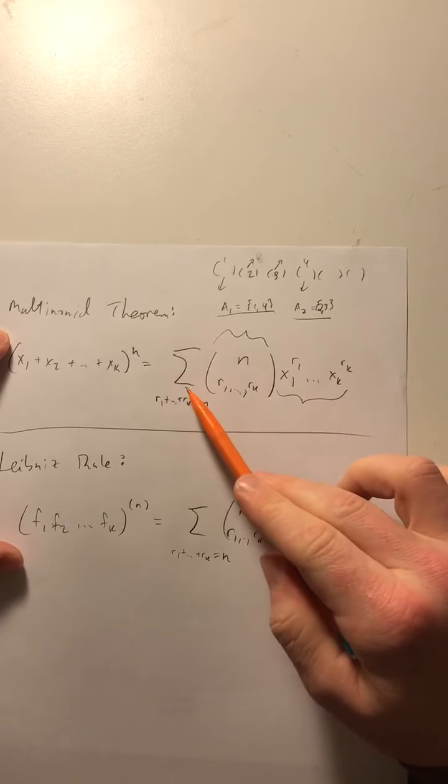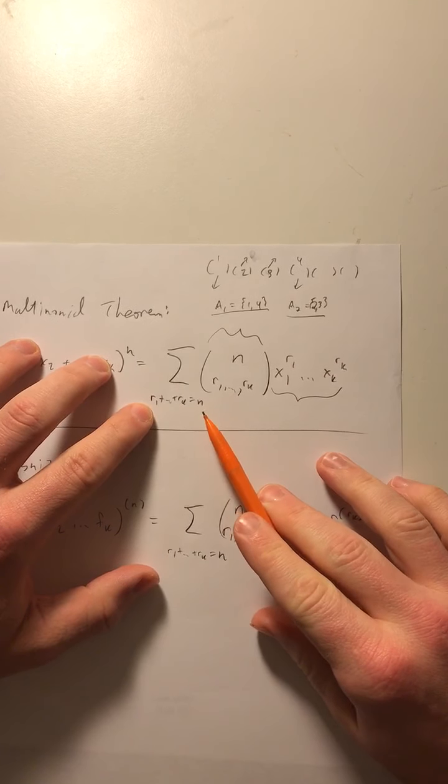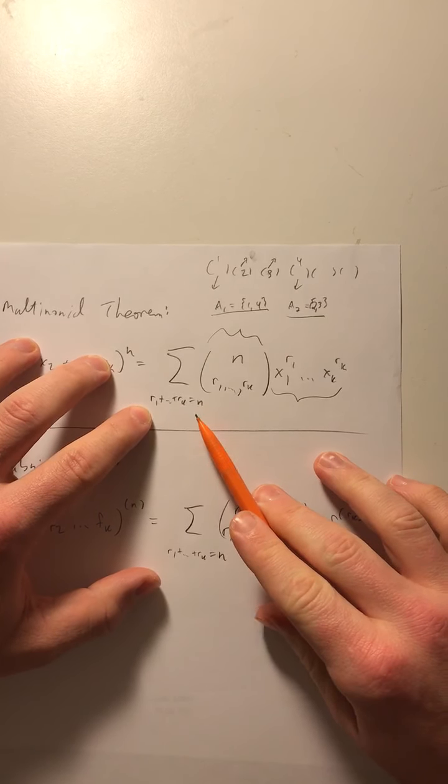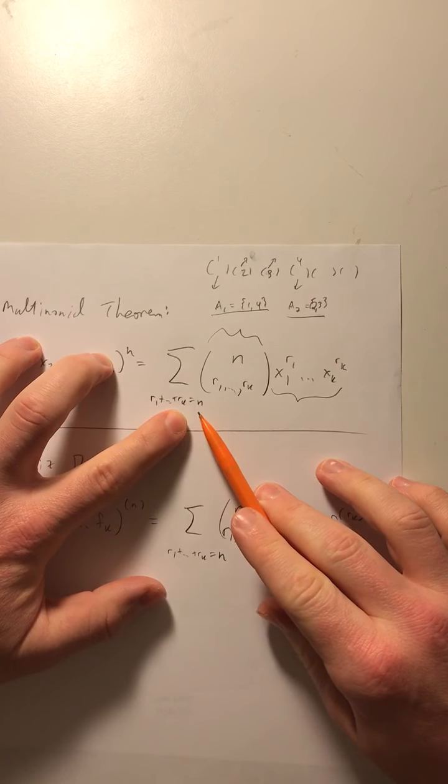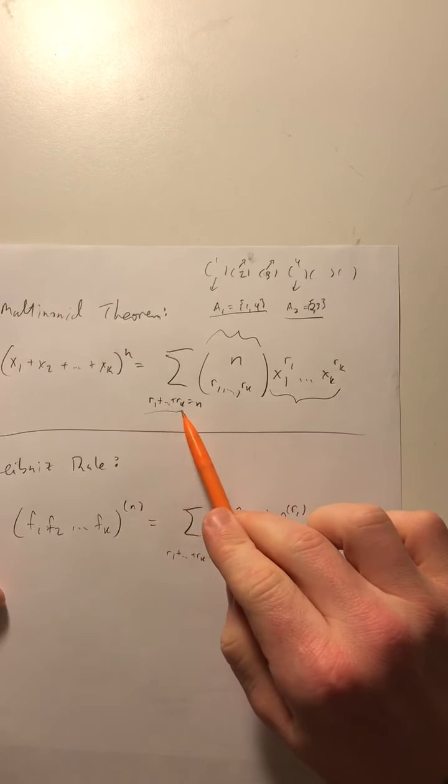And that is the reason that this multinomial coefficient appears in front of this term. And again, this sum is going to go over all of these sets of indices, r1, r2, r3, up to rk, which add up to n. These are non-negative integers.